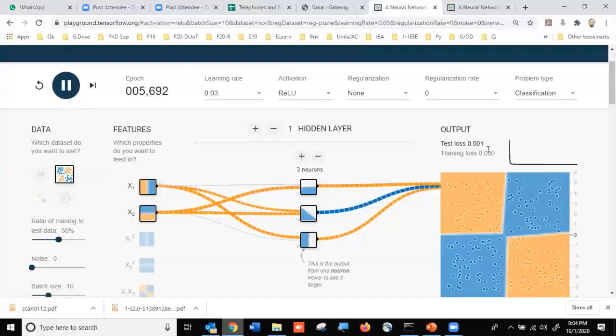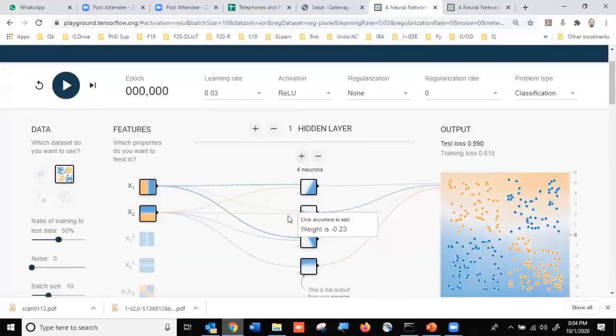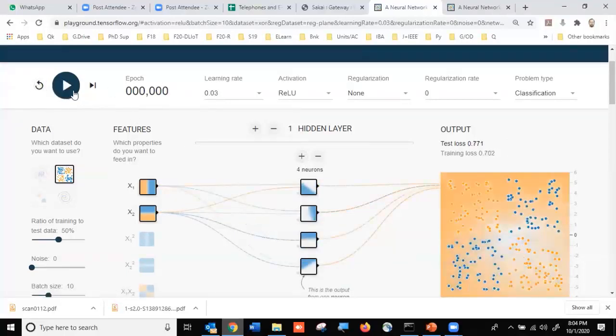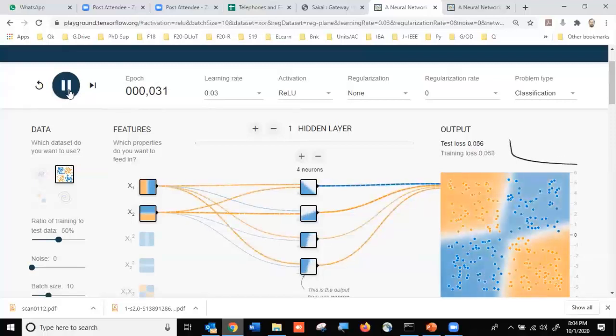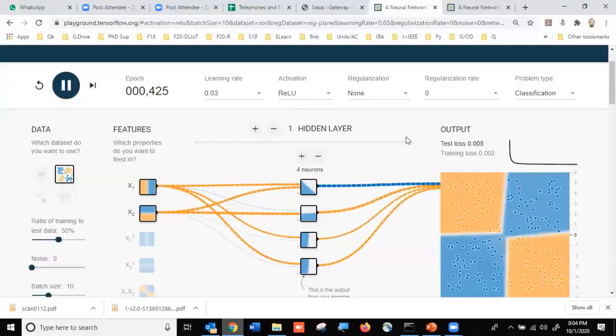Should we add another perceptron, another neuron over here and see if it does even better? Okay, so let's add a fourth neuron over here and I'm going to restart it and run it again. So it's got down to 0.0087. It's going through the training. It's going to take a little while.